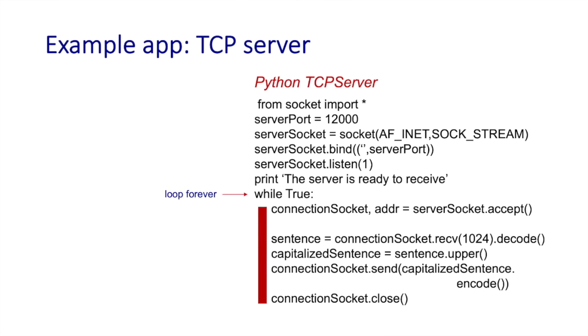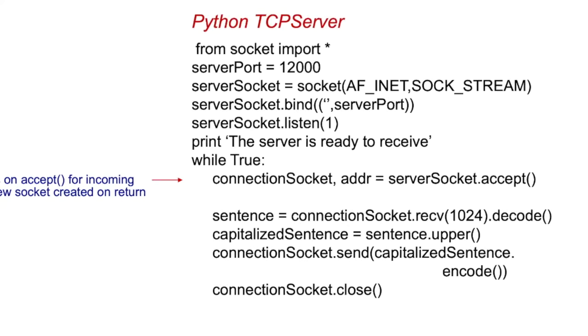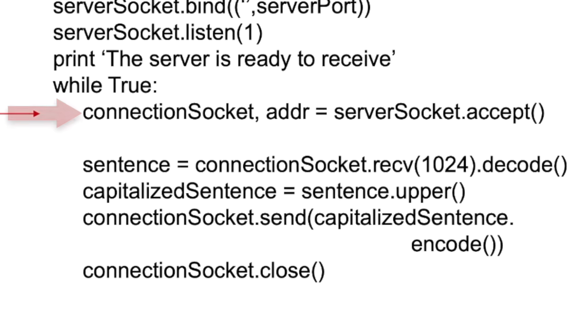And then we enter a loop. Each time through the loop, we'll connect to a client, do the work, close the connection, and loop back again and wait for another client connection request. The most important line for you to focus on is this one here, where we invoke the accept method. This is where the server will wait within the accept method until a client connects.